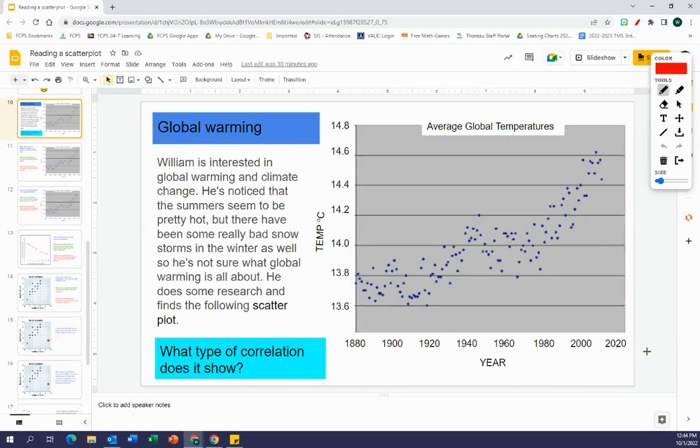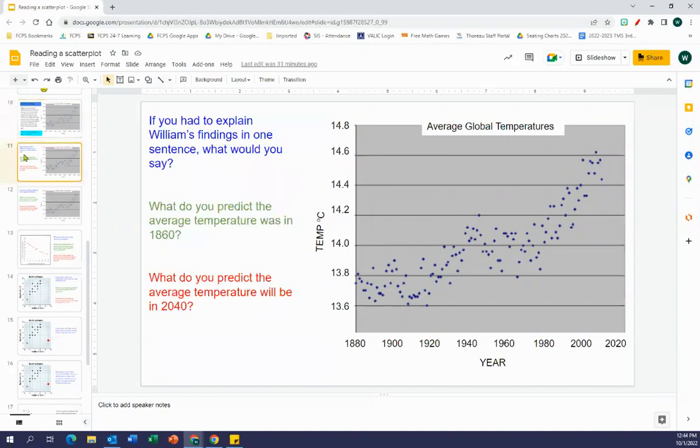Years going down the x-axis, the average temperature in Celsius on the y-axis. What type of correlation do you think this shows? To me, it looks like the dots are trending up. So I would say this has a positive correlation. I don't say it has a positive slope because I can't draw a straight line, but it generally has a positive correlation. So let's continue asking ourselves a couple of questions about this graph.